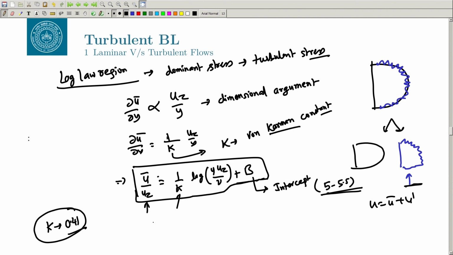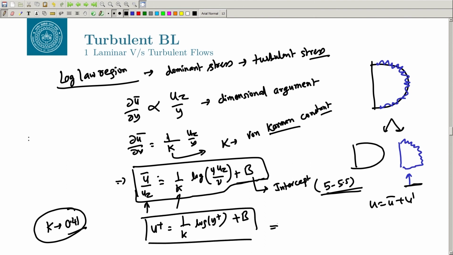So, u plus is equal to 1 by kappa log y plus b, okay, and if you use the values of 0.4 and 5, you can write u plus is equal to 1 by, so this is around 2.5, right, 1 by 0.4. So, it will be around 2.5 log y plus, and plus 5 or 5.5.